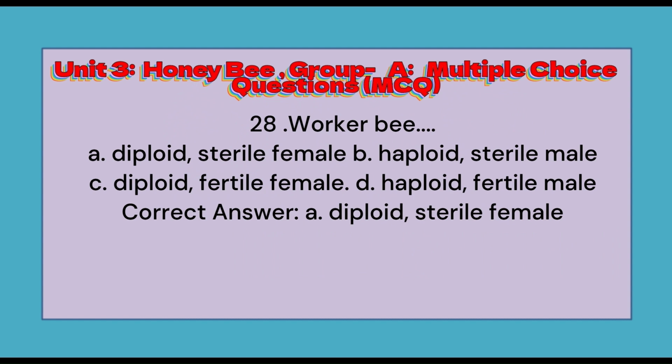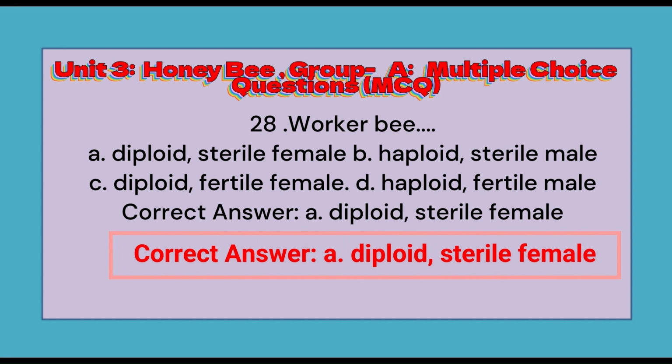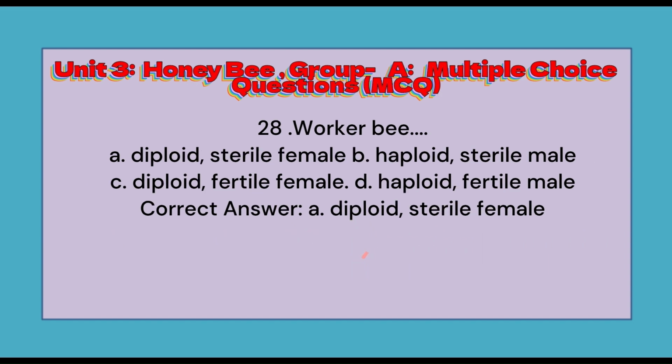28. Worker bee: A. Diploid, sterile female. B. Haploid, sterile male. C. Diploid, fertile female. D. Haploid, fertile male. Correct answer: A. Diploid, sterile female.